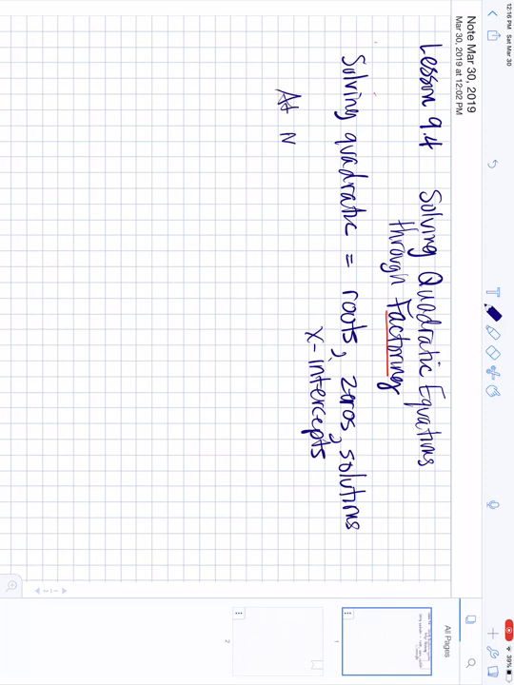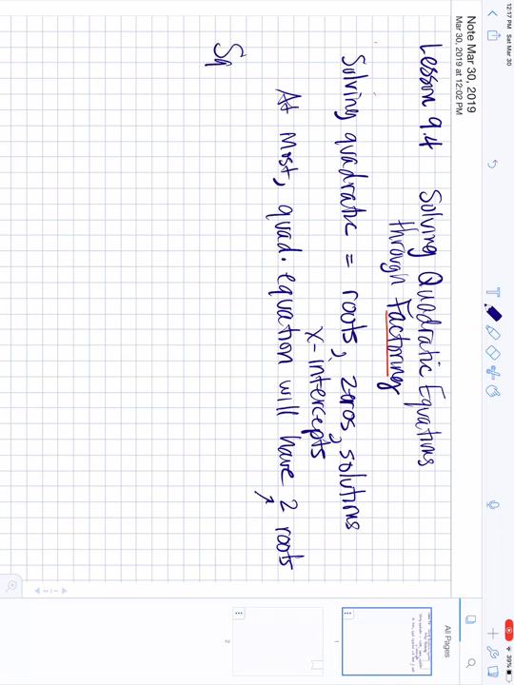Remember, at most, a quadratic equation, quadratic function, will have two roots. So most of the time, we're trying to figure out what those two roots are, those two x-intercepts. An important property for you to be aware of as we're working through factoring to find the solutions to quadratics is the square root property of equality.